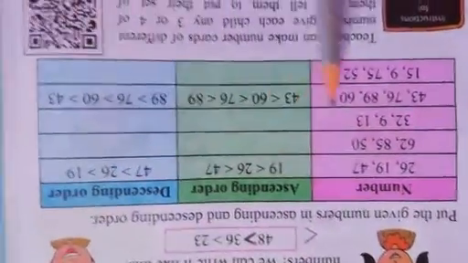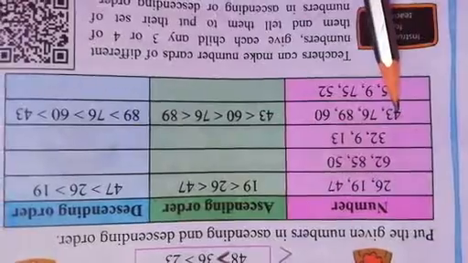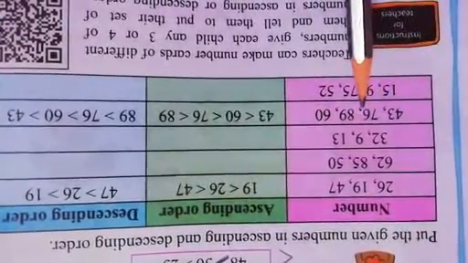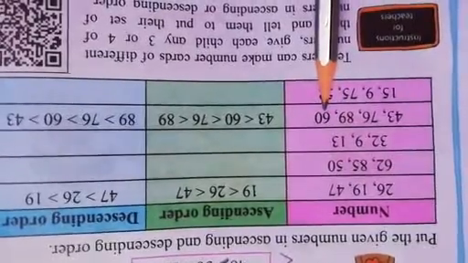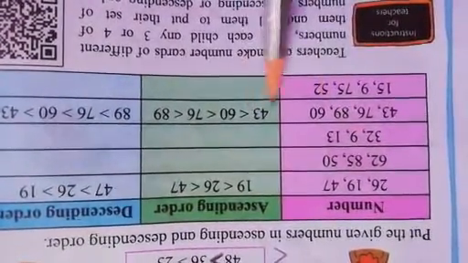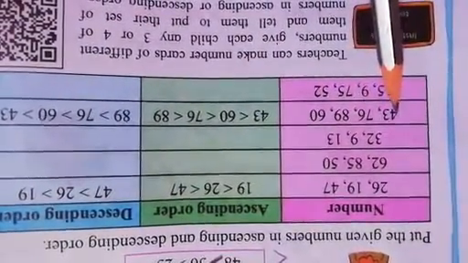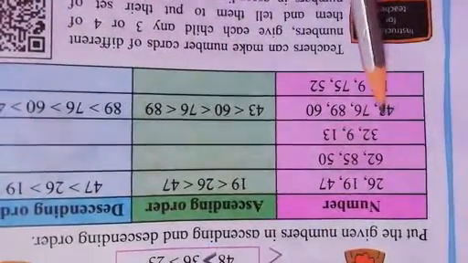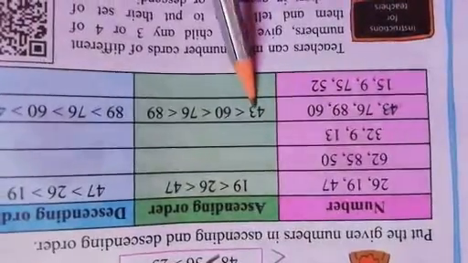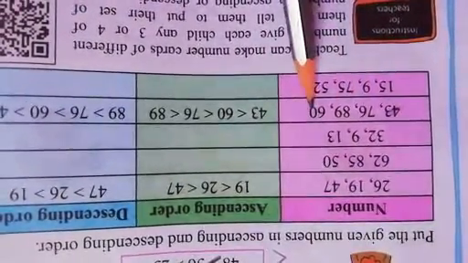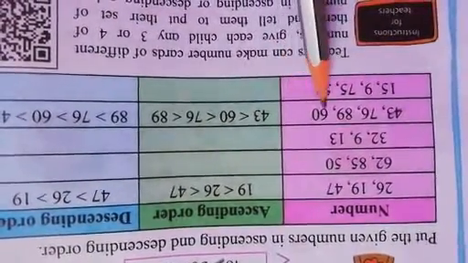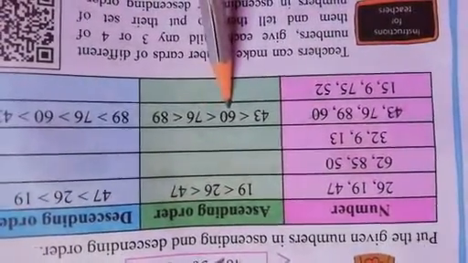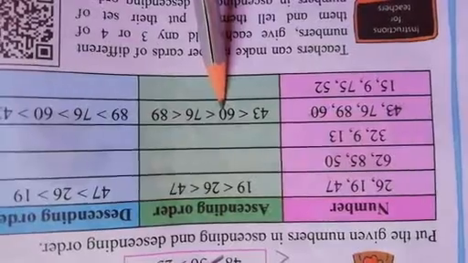Okay, so similarly here also see, now here 4 numbers are given. 1, 2, 3, 4. Okay, so 43, 76, 89, 60. So now first we will write ascending order. So see how ascending order, which number is smaller from this? 43. So cut down 43 here, you can cut down, write 43. Now 1, 2, 3 number left. From this which is smaller now? 60. So cut down 60. Write down here 60. 43 is smaller than 60.